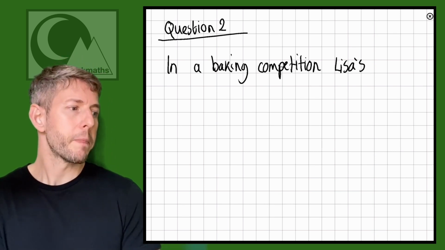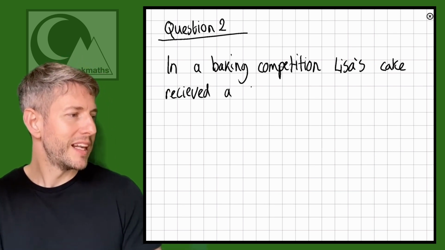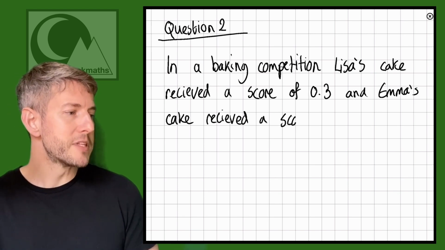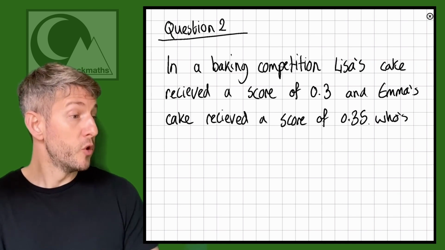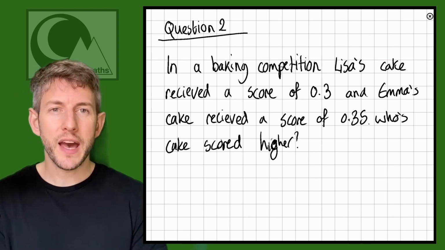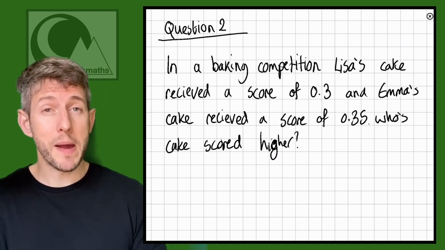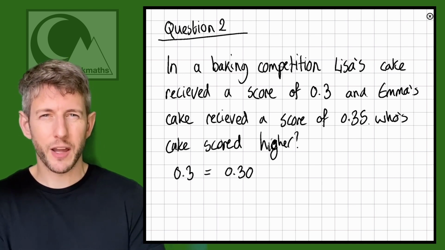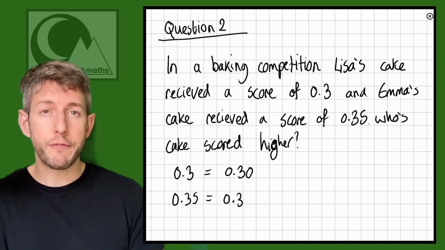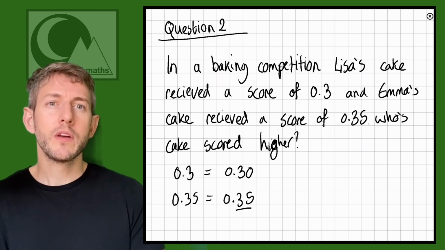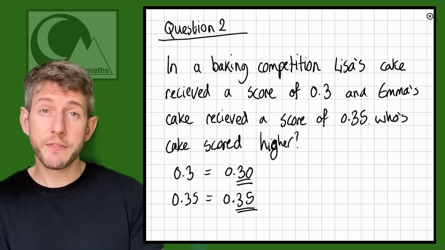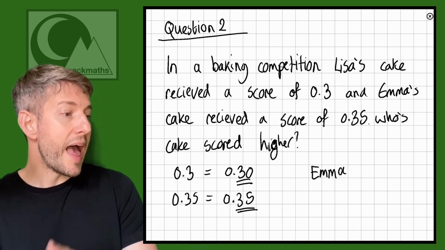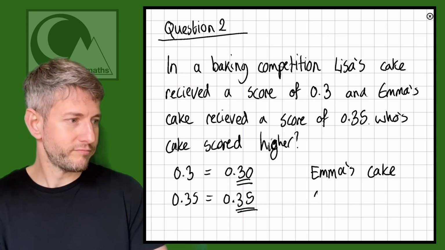Right, that was very quick, so let's look at question 2. In a baking competition, Lisa's cake received a score of 0.3 and Emma's cake received a score of 0.35. Whose cake scored higher? Remember, 0.3 is actually like 0.30, so that's like 30. 0.35 is 35, which is higher than 30. So we can presume that Emma's cake got the higher score.